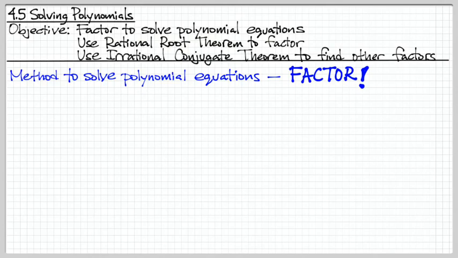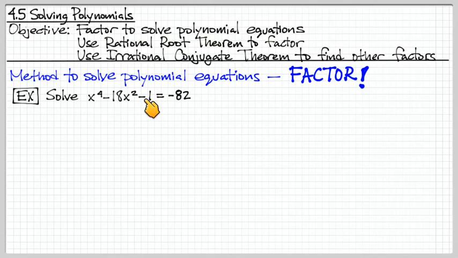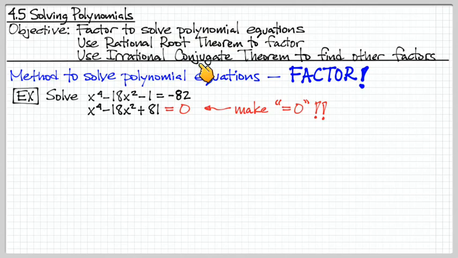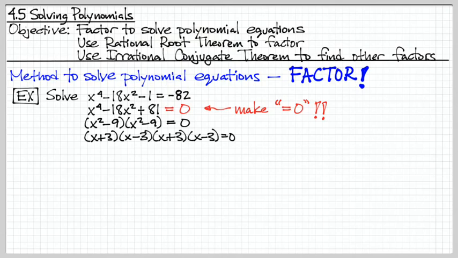Number one idea, whenever we solve polynomial equations, the method we're going to use is factoring. With quadratics, we had a number of different ways, but with polynomial equations specifically, we're always going to factor. So here's an example right here where we have this polynomial equation. First thing we do is we attempt to make one side 0. That is the key thing before we factor.